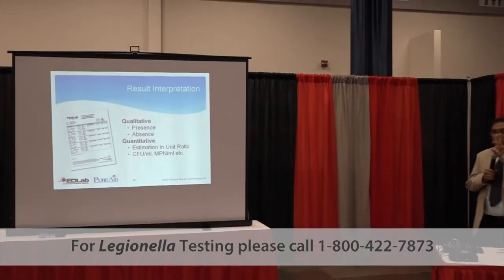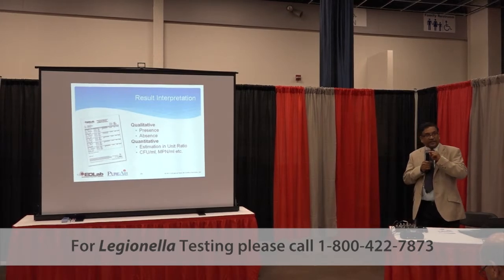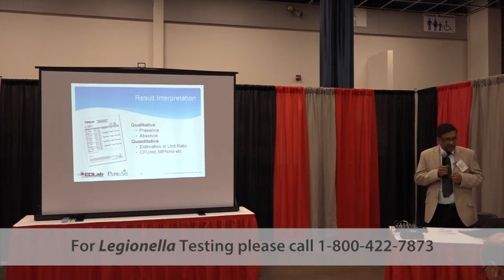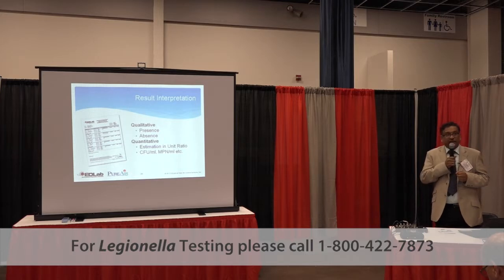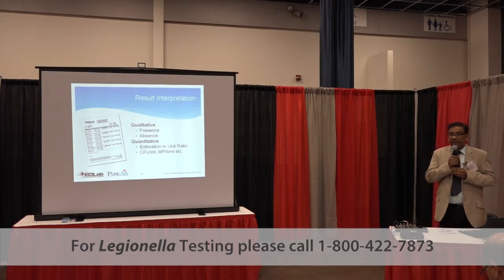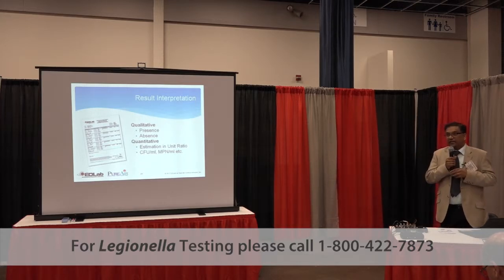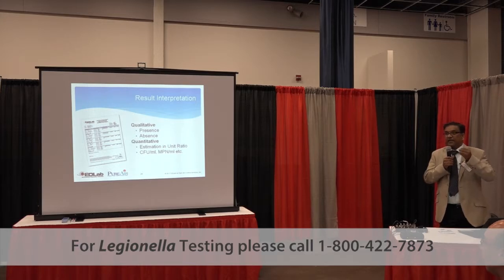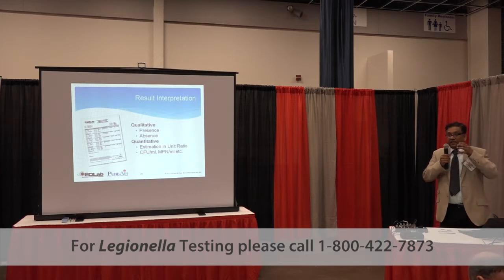Result interpretation. There are two methods to interpret the result. The first method is the qualitative method. In this method, you can say yes or no, whether Legionella is present or absent. That's about it, that's the extent of the method. But the quantitative method can tell you how much there is, like whether it is 1 colony forming unit, 5 colony forming units. These are the units or scaling, so that a person who manages health and hygiene, or an industrial hygienist, can understand the density of the problem or how severe the problem is.